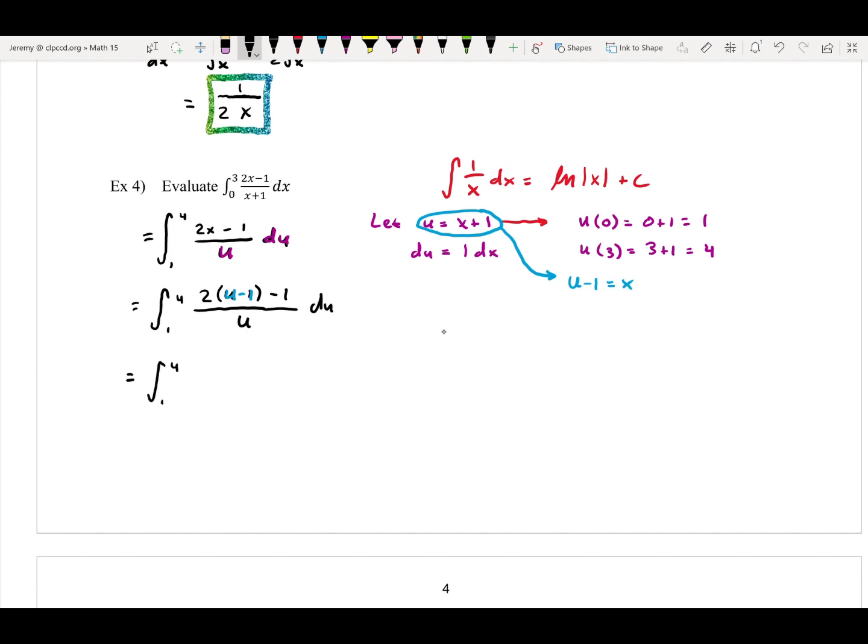Let's just try and simplify a bit. I'll distribute this 2 to these two terms. We'll get 2u minus 2 minus 1 all over u du. And simplifying a little more, I get 2u minus 3 over u du. Okay, is this better? I can't tell yet.